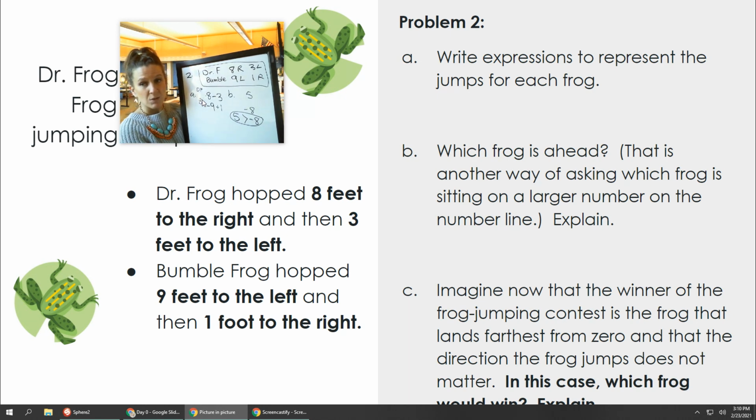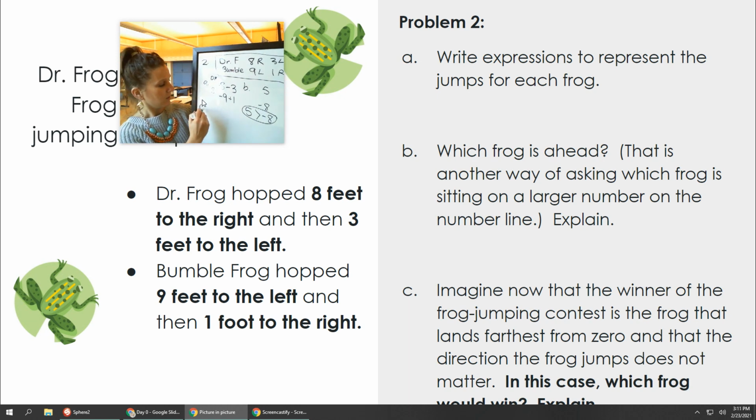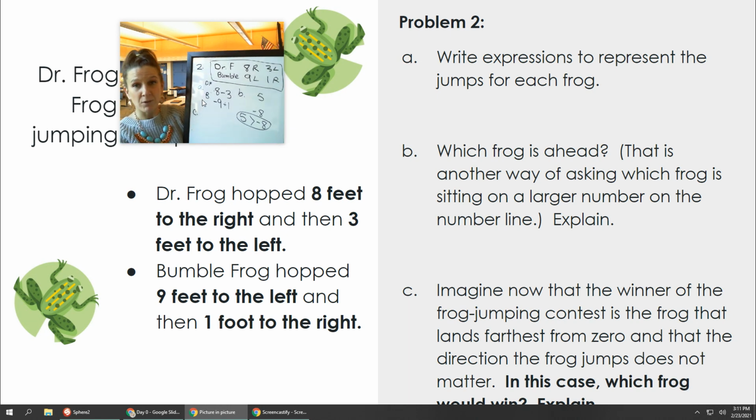Okay. So the next part would be C. So that was B, C. And this part is just tricky because of the wording maybe for some of you. So now imagine the winner of the frog jumping contest is not just who's farther in the positive, but who's farther from 0. Imagine if I'm back to back with somebody and we both do 1, 2, 3, jump. And we're going to measure who jumped furthest. It wouldn't matter what direction we jumped. It would just matter how far.